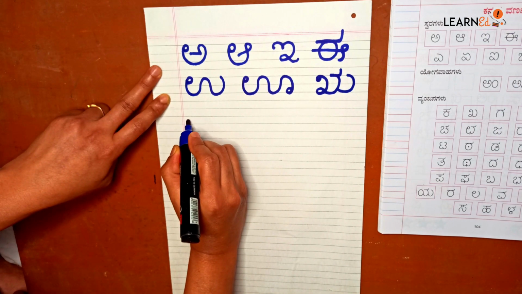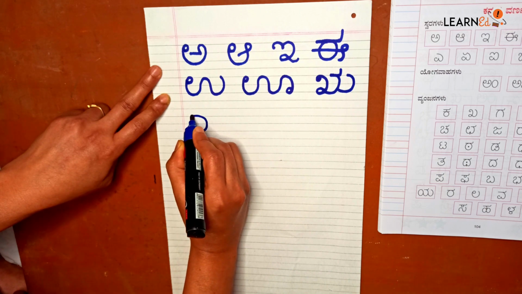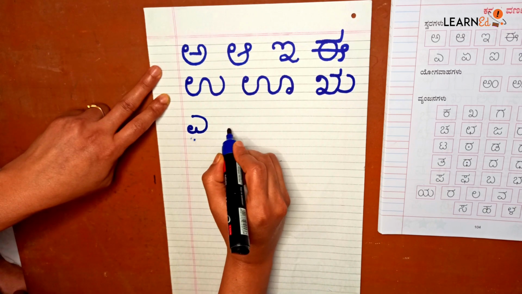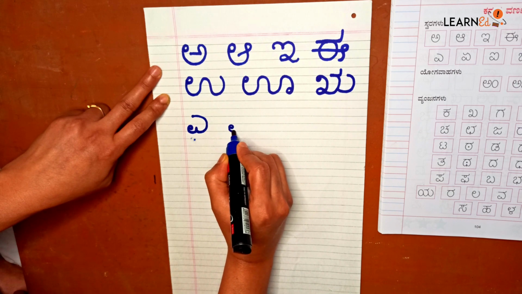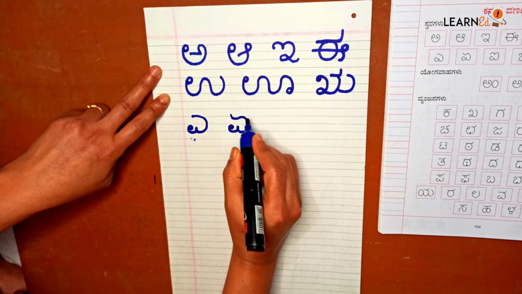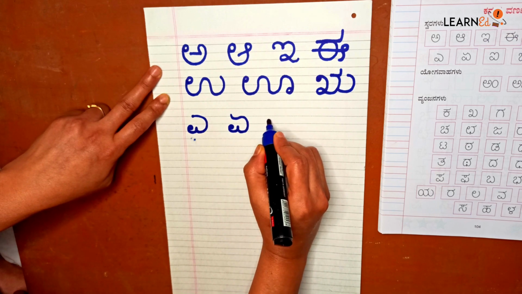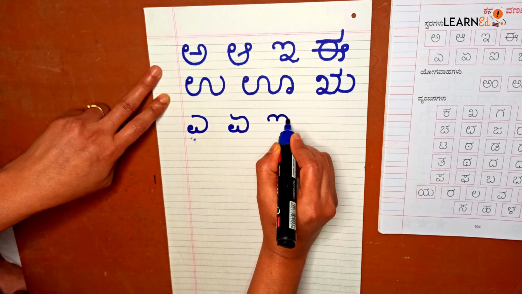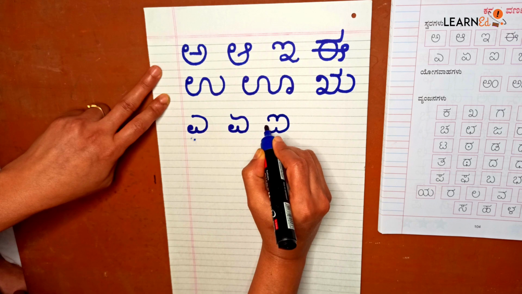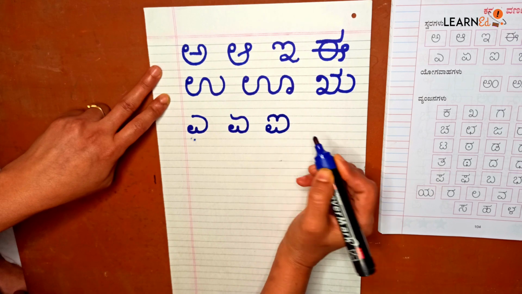A. In Hindi we do not have this A letter, but in Kannada we have this one extra letter. I. You can begin from top and here end it.